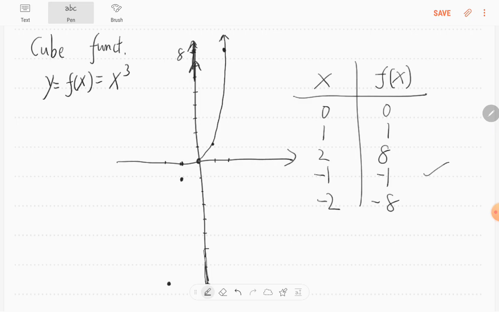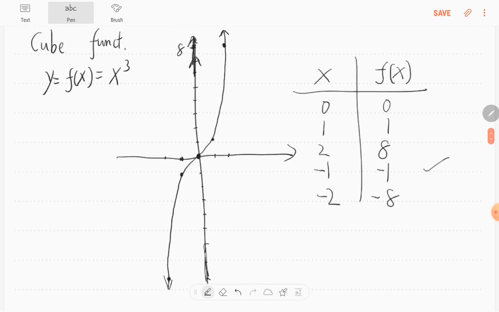You can go up. Right? So this is the graph for the cube function. Now let's look at the square function, square root function.